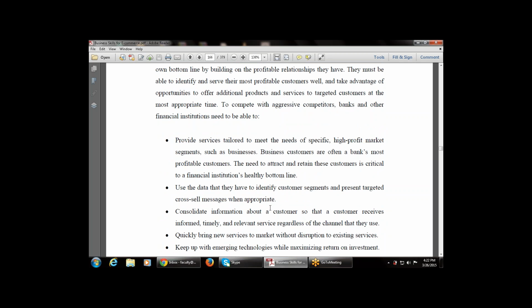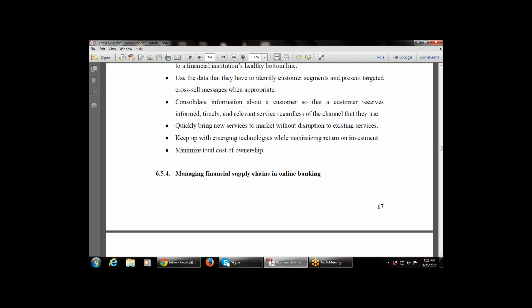To compete with aggressive competitors, banks and other financial institutions need to provide services tailored to the needs of specific high-profit market segments, use the data they have to identify customer segments and present targeted cross-sell messages, consolidate information, quickly bring new services to market without disruption to the existing services, and keep up with emerging technology. These are the issues taken care of in the marketing strategy.